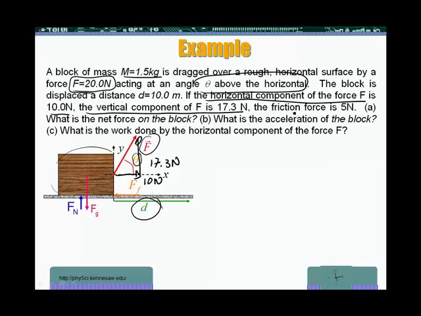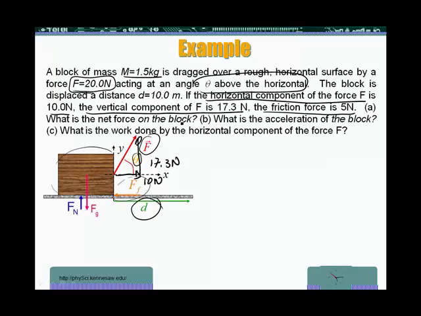Now, they say the friction force is 5 newtons. Okay? Here we have the friction. It is drawn. The question is, what is the net force on the block? And then what is the acceleration of the block? And then they ask us about the work done by the horizontal force, the horizontal component of the force F. Okay, now, the first part, they are not really asking for anything dealing with work. This is stuff that we have learned from the past.